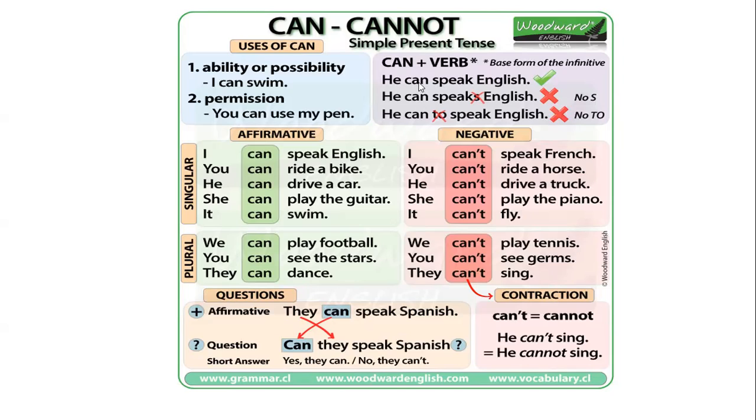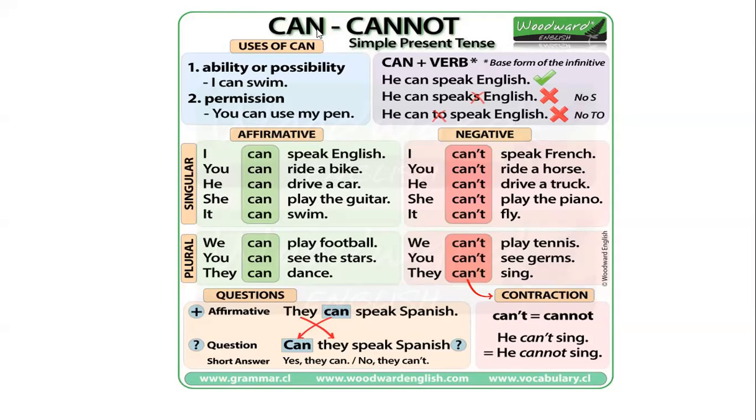En este es lo mismo, okay, porque can es un modal. So that's why we are not going to use S. So ustedes pueden decir, he can speak, she can speak, it can speak, right? So it's not necessary to add S. Tampoco, chicos, es necesario agregar el to. Jamás vayan a decir, he can to speak, okay? Siempre, chicos, después del can, ustedes pueden agregar el verbo, así normal, okay? He can speak, he can sing, he can eat, okay? Like this one, guys. And how we create a sentence?